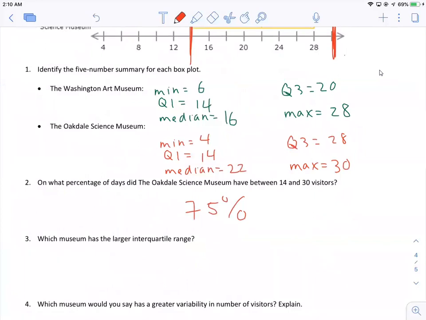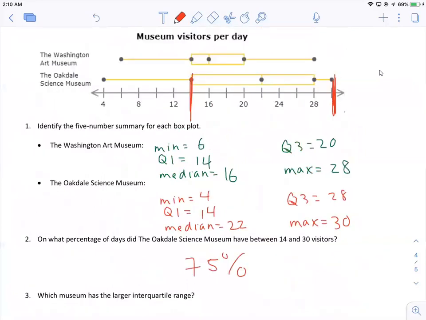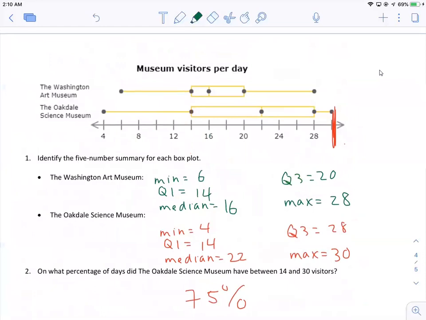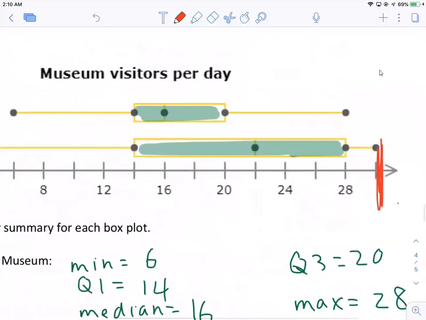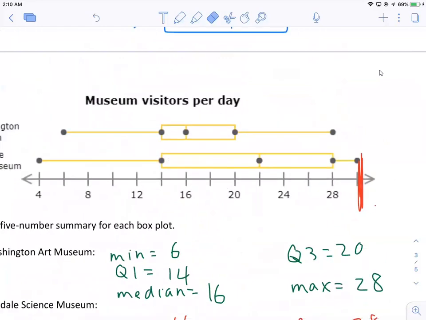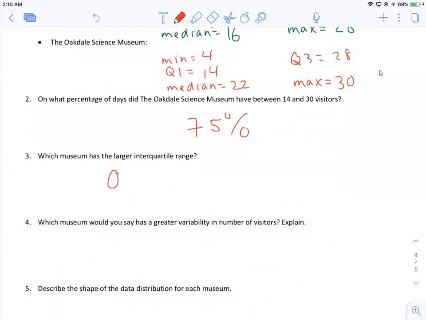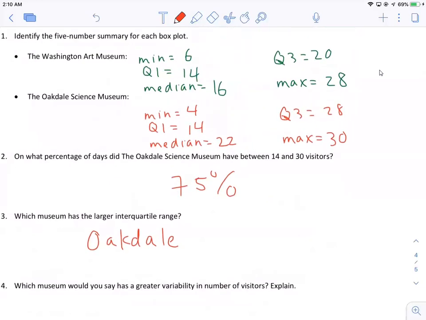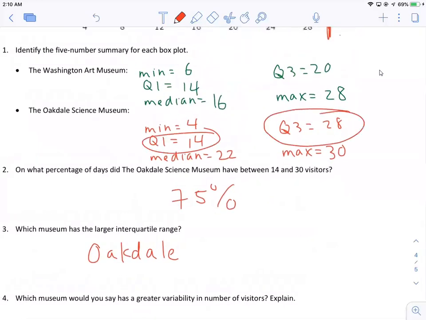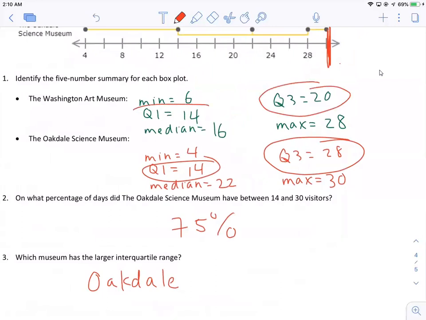Which museum has the larger interquartile range? Well, we can just look at the size of the box, right? Literally, because that is the interquartile range. The interquartile range is the Q3 value minus the Q1 value. So whichever one has the bigger rectangular portion will have the larger IQR. So that is the Oakdale Museum. If you want, you can actually do the calculation, right? 28 minus 14 is going to be bigger than 20 minus 14.